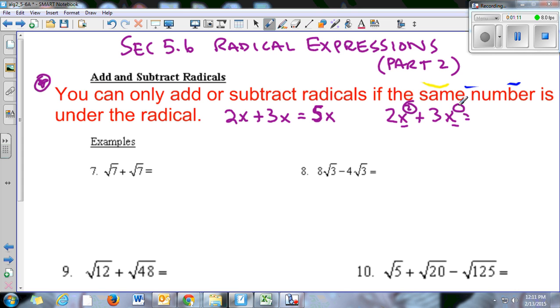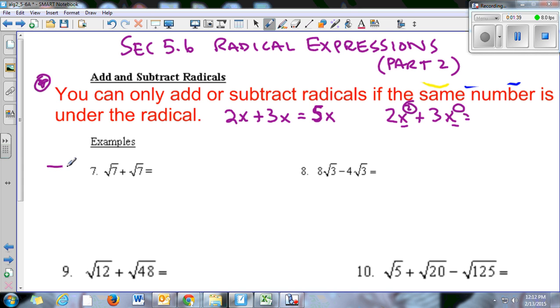The same thing pretty much holds true when you are trying to add or subtract any type of radical. Square roots, cube roots, fifth roots, they've got to have the same index. So they both have to be square roots, or they both have to be cube roots, or they both have to be fifth roots. They have to have the same index, and then after that, they have to have the same number underneath.